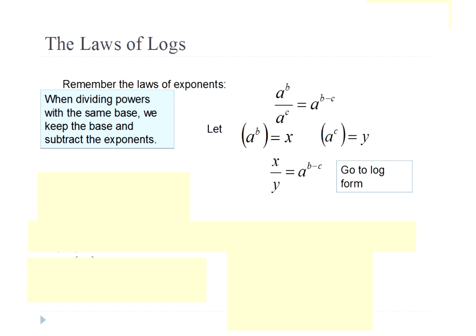We're going to go to log form. Log to base a of x over y equals b minus c. We're going to do the exact same thing we did in the last derivation. We're going to take this and solve it for b, take this and solve it for c, because we have a b and a c right here.